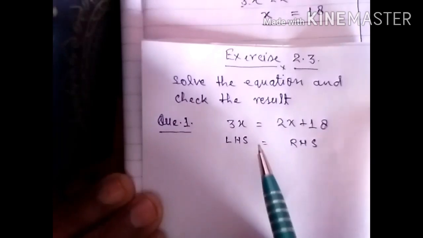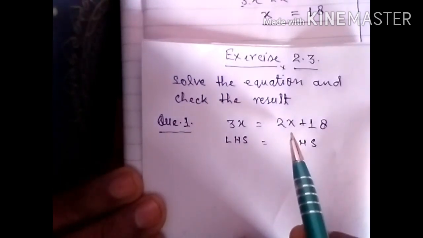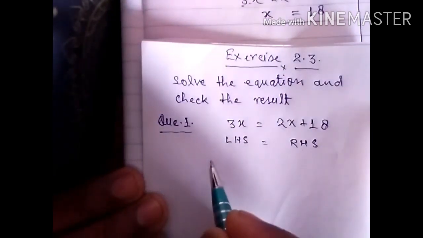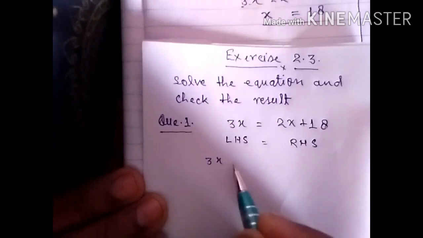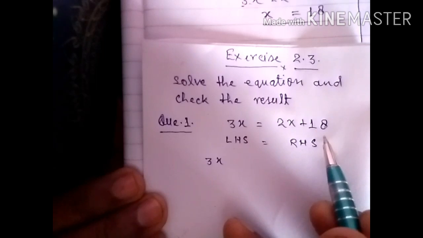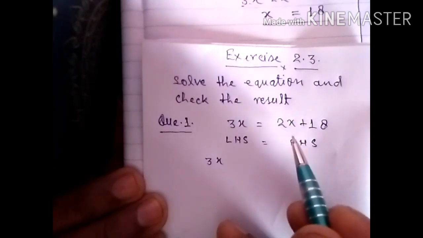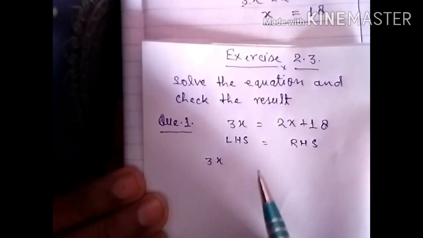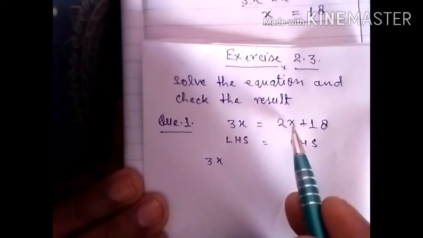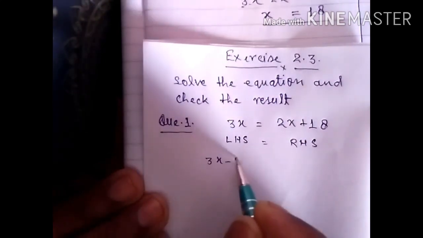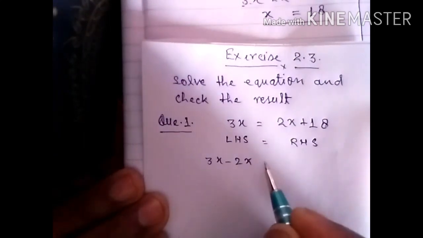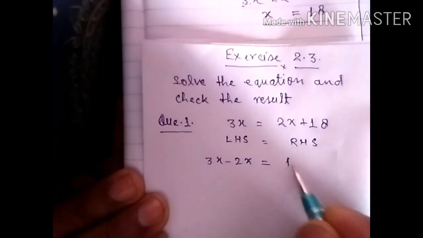So, in the first step, student, we have to transpose the variable to one side and the numbers to the other side. This is 3x, and 2x is on the right hand side of the equation, students. So, we have to take this 2x to the left hand side of the equation. We have to change the sign of this 2x. So, we have to write minus 2x after transposing this 2x from right hand side to left hand side, and it will be 18.